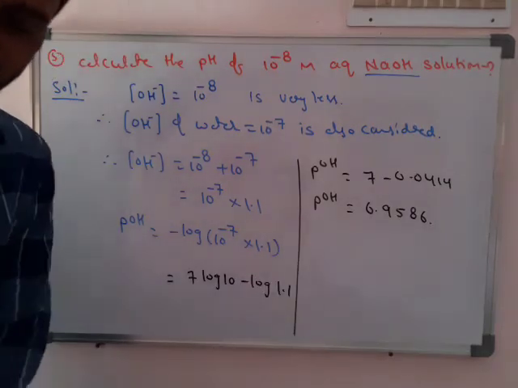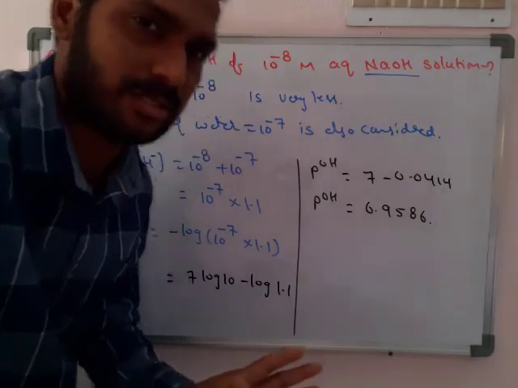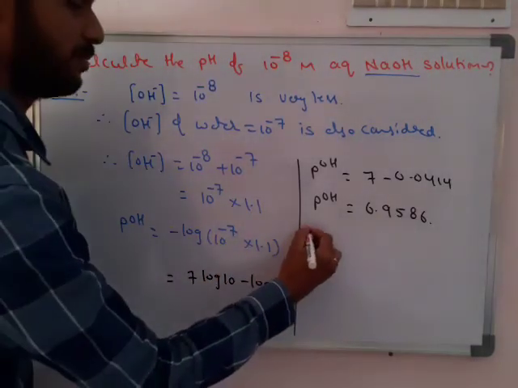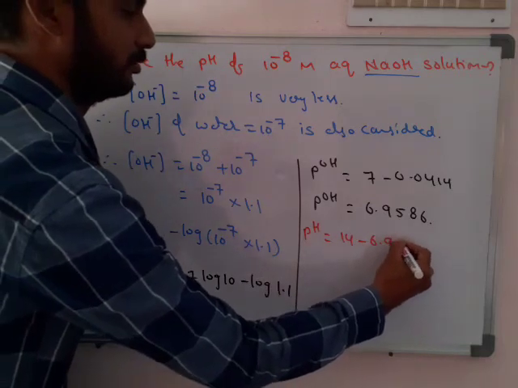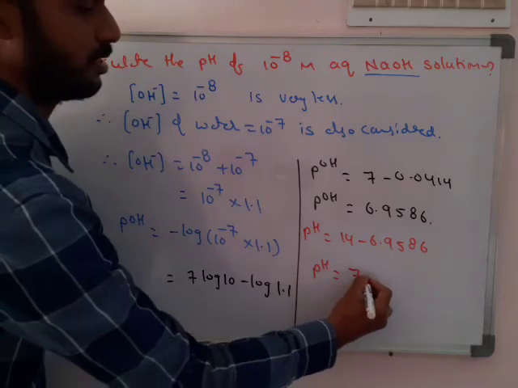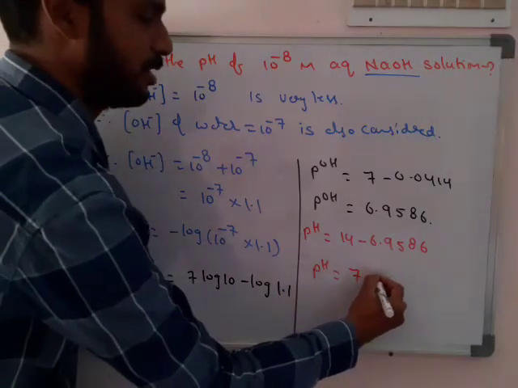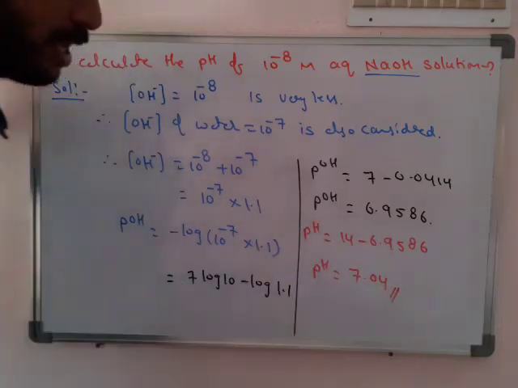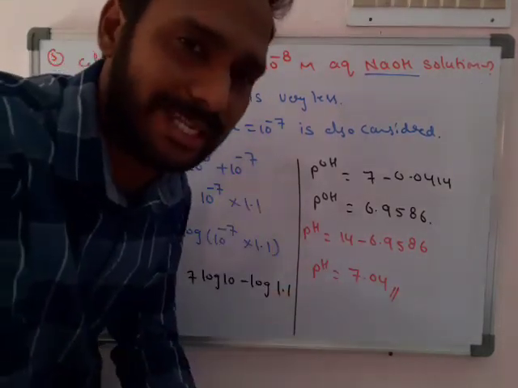Okay, but we have to calculate the pH. So given is a base, that's why we calculated pOH at first. Okay, and what is the pH? 14 minus pOH. So the pH equal to 7 point something. We got 7.05, okay, approximately 7.04. Means if we calculated directly from the OH minus, the pH would be 8.